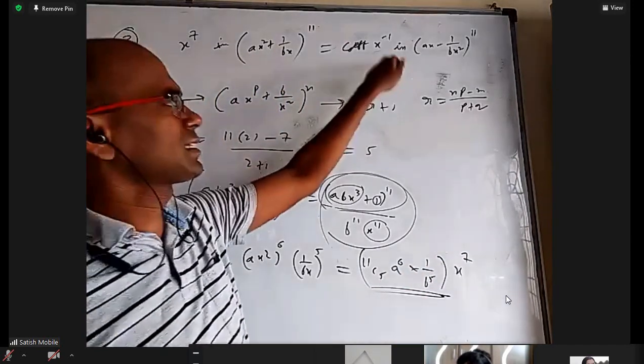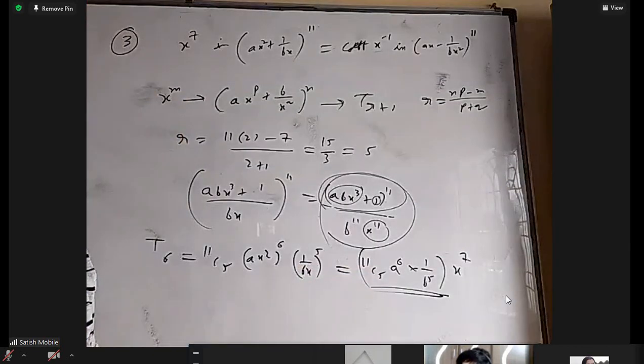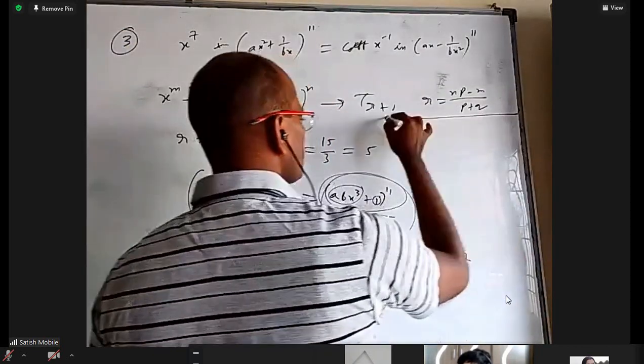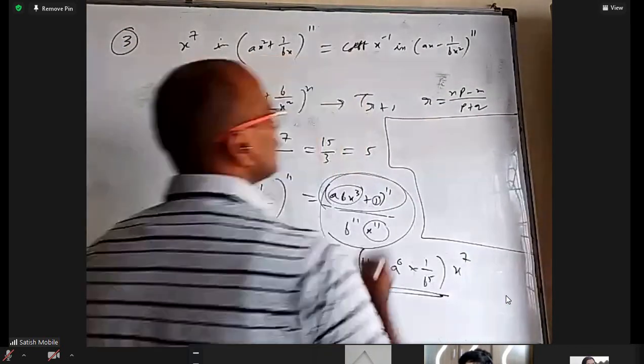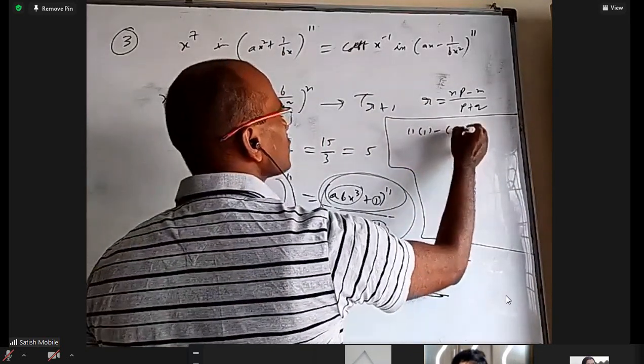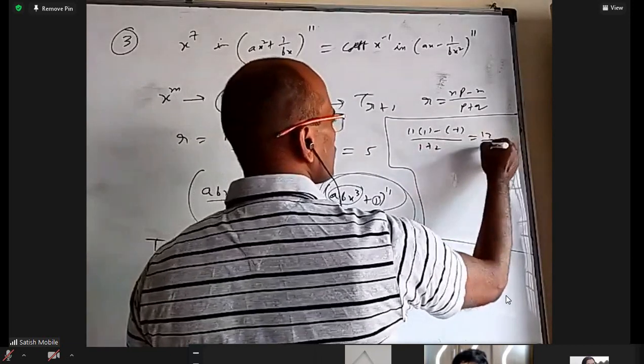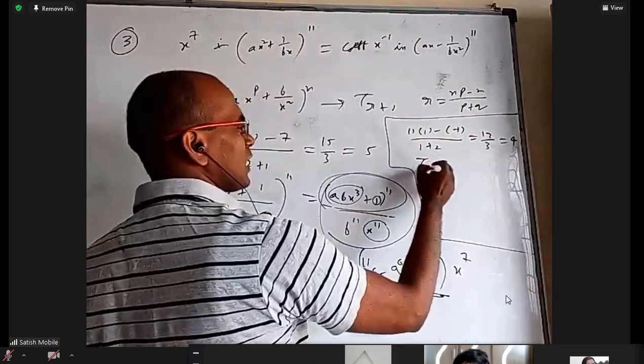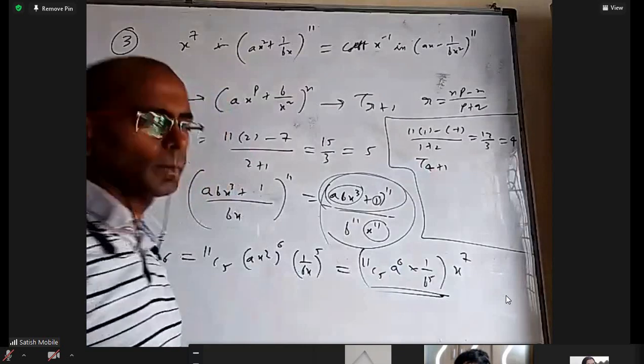Let us, on the right side, similarly find the coefficient. Let me write in this small place here. If I'm using this formula, 11 into 1 minus 1 by 1 plus 2, that is 12 by 3, that is 4. That means it will happen in T4 plus 1, T5.